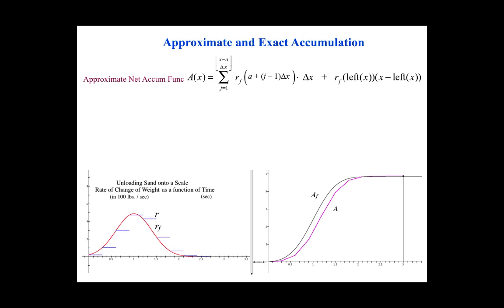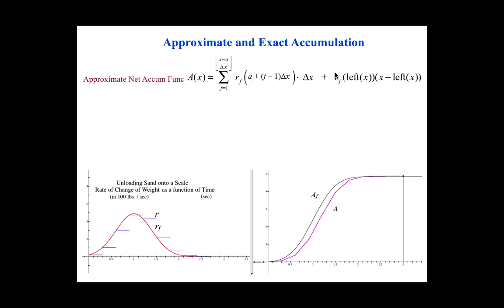But our approximate net accumulation function was this whole ugly thing, where we had intervals numbered 1 through some number up here, (x minus a) over delta x, rounded down to a whole number. So we had some whole number of intervals, and we evaluated the rate function at the beginning of each of them and multiplied by the length of those intervals. So as an m delta x, we added up all of those different amounts of accumulation, change in y, the dependent variable, due to all these different rates.